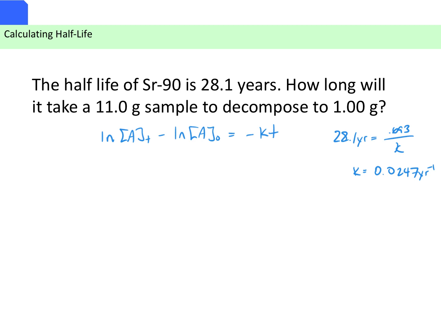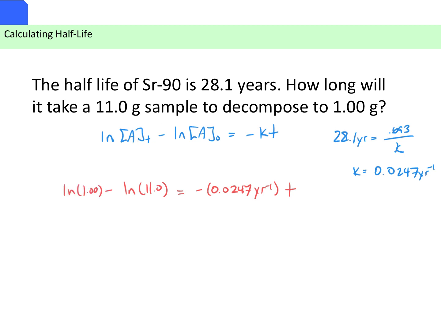Now what I'm going to do is take that k value and stick it in here. I'm going to take the grams of sample and stick it in for time is 0. That's the 11 grams. And I'm going to take the 1 gram and stick it in for A at time t.